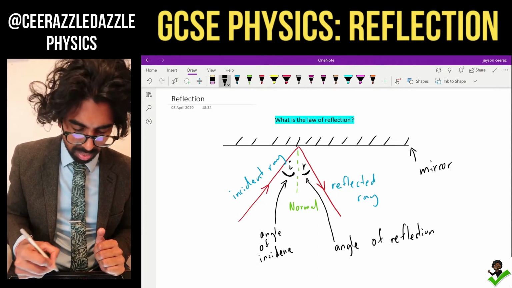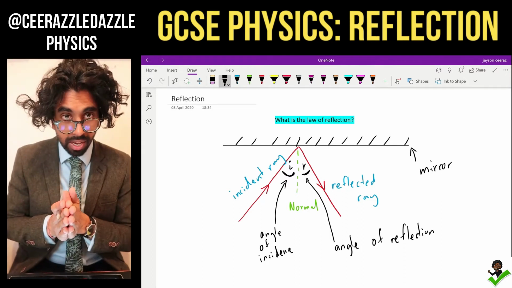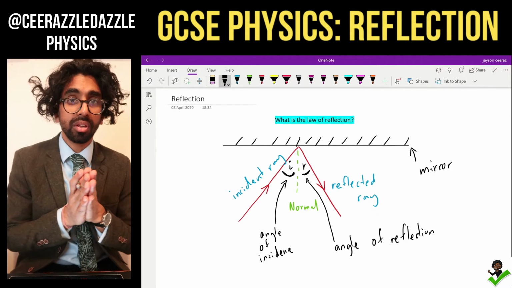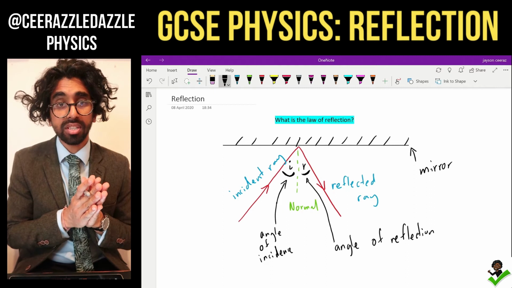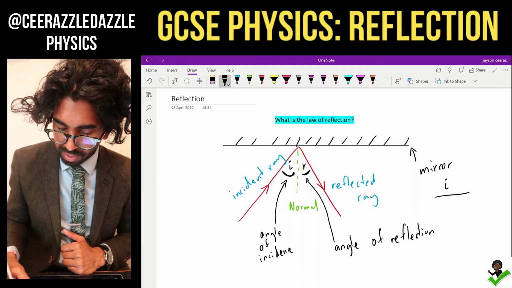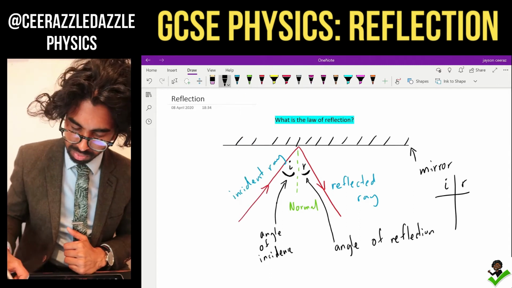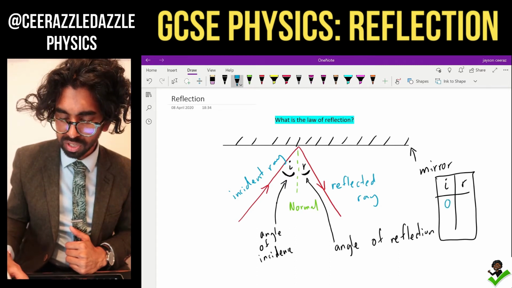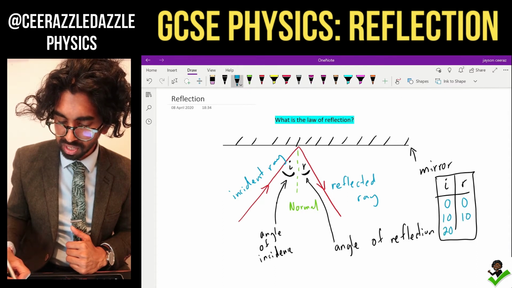Right, so simple stuff. What do you think happens as I increase the angle of incidence? Let's say I start off at the normal and I keep increasing the angle of incidence. What do you think happens to the angle of reflection? You're right, as the angle of incidence increases, the angle of reflection increases equally. Let's just put that down in a little table. Imagine I have a table of I against R, here's my table of results. Let's put that down over here. When I is 0, my angle of reflection is 0 also. My angle of incidence is 10, it's 10 also. If it's 20, it's 20 also.